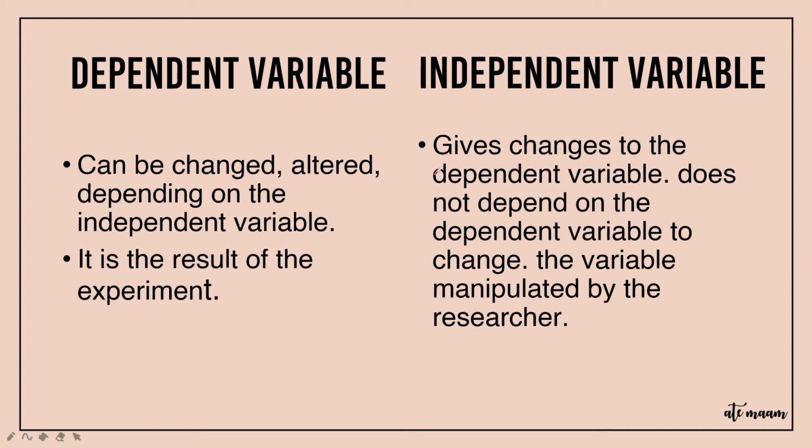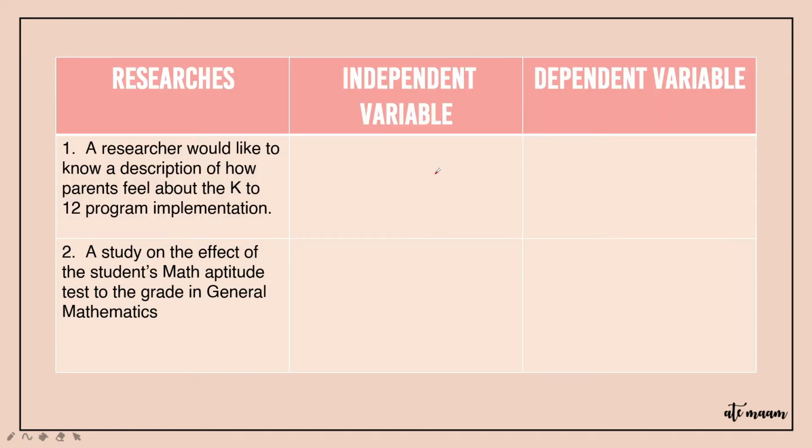So we will have a short activity. Here I have different researches and we have to identify the independent variable and dependent variable. For number 1, we have a researcher who would like to know a description of how parents feel about the K-12 program implementation. And for number 2, our research is a study on the effect of the students' math aptitude test to the grade in general mathematics.